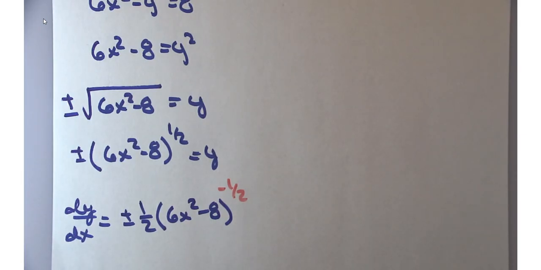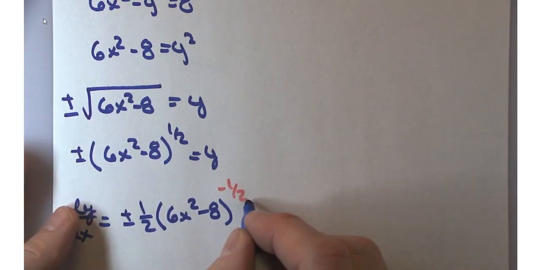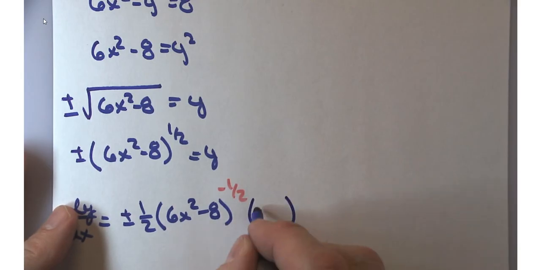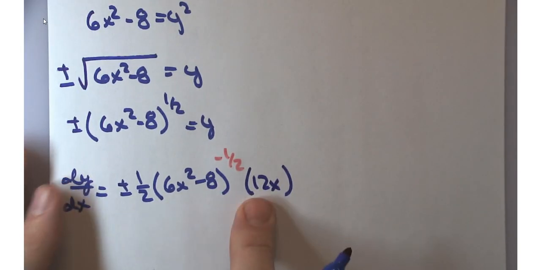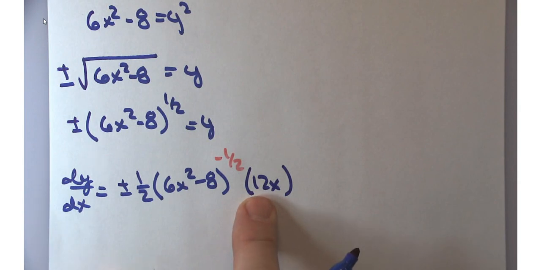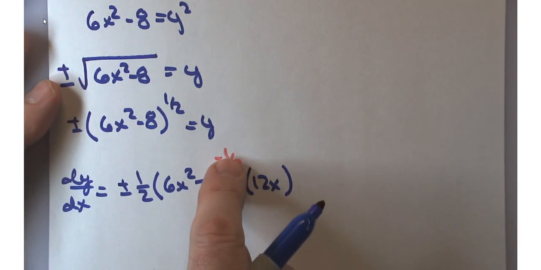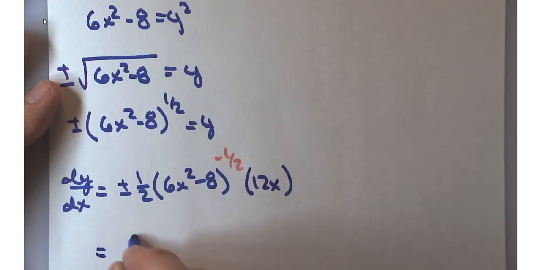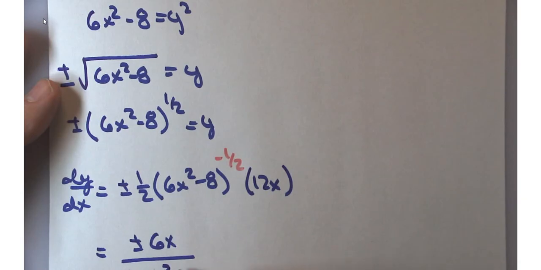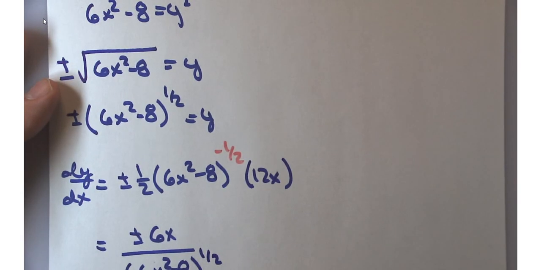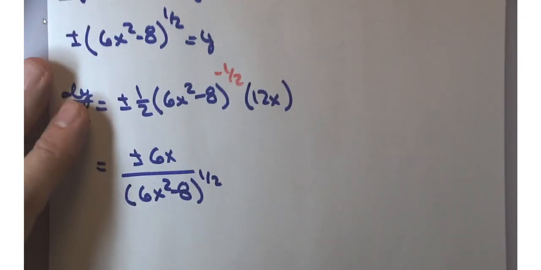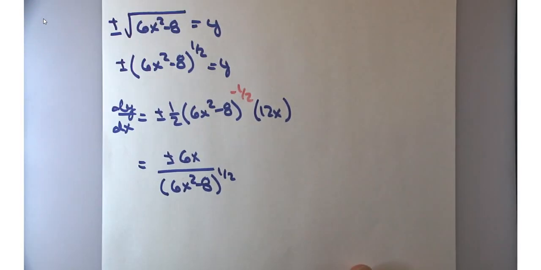But we're not quite done there, are we? What else do we got to do? Yeah, well done. In chorus, too. Nice. Times derivative of the inside. Derivative of the inside is 12x. The 2 and the 12 can cancel each other out. That's going to leave me with a 6x. That 6x is going to be in the numerator. This term is going to be in the denominator. So I'll write plus or minus 6x over, well, you could write it as 6x squared minus 8 to the 1/2 power, or you could replace that with a square root. Either one is okay. I don't have much preference for one versus the other.